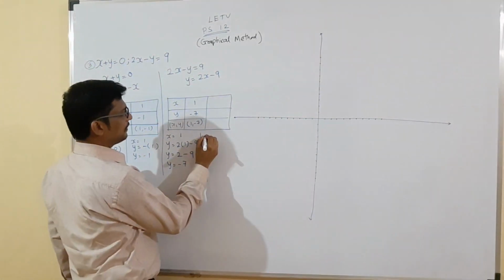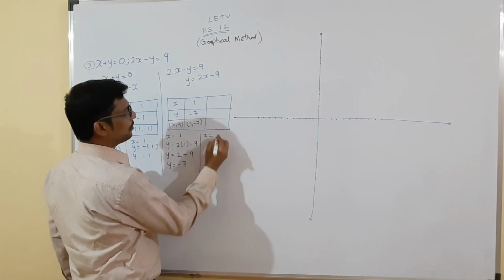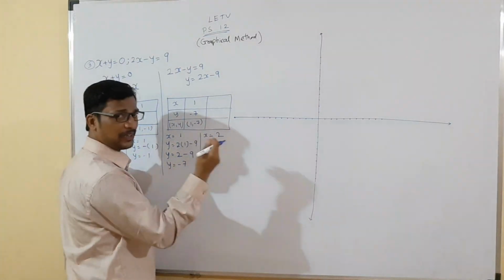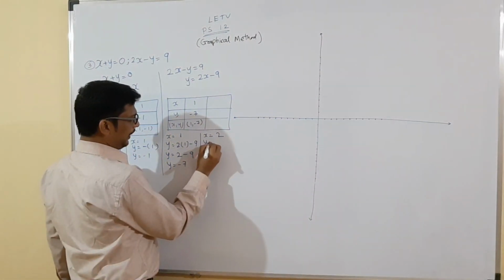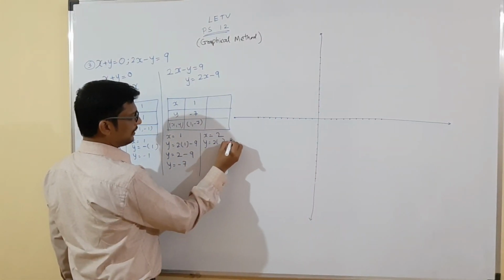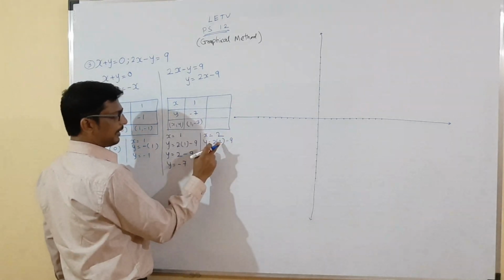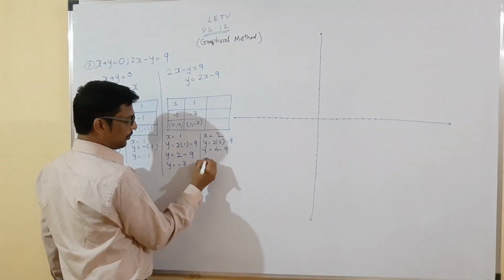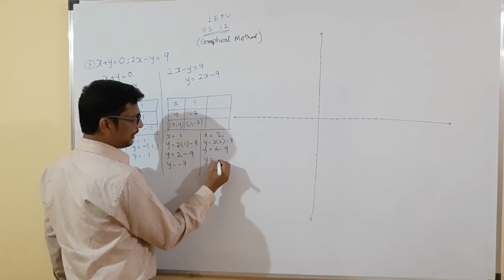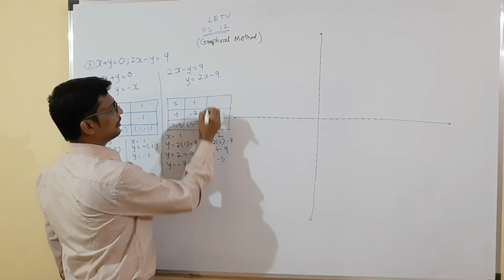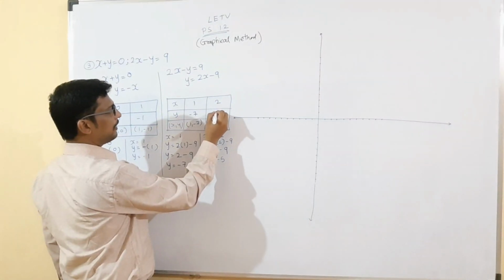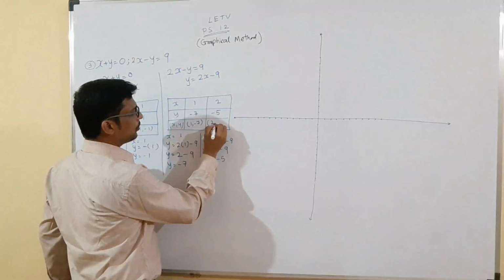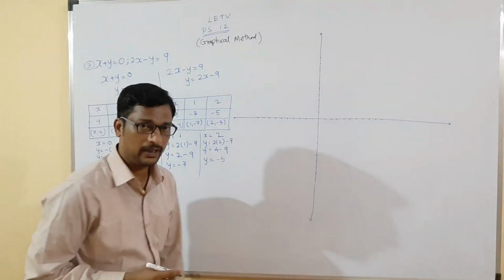Now, next, let us assume that x is equal to 2. You can assume any number. So y is equal to 2 into 2 minus 9. So instead of x I have written 2 now. So it will become 4 minus 9. So y is equal to minus 5. So when x is 2, y is minus 5. So the required point is 2 comma minus 5. You getting now?